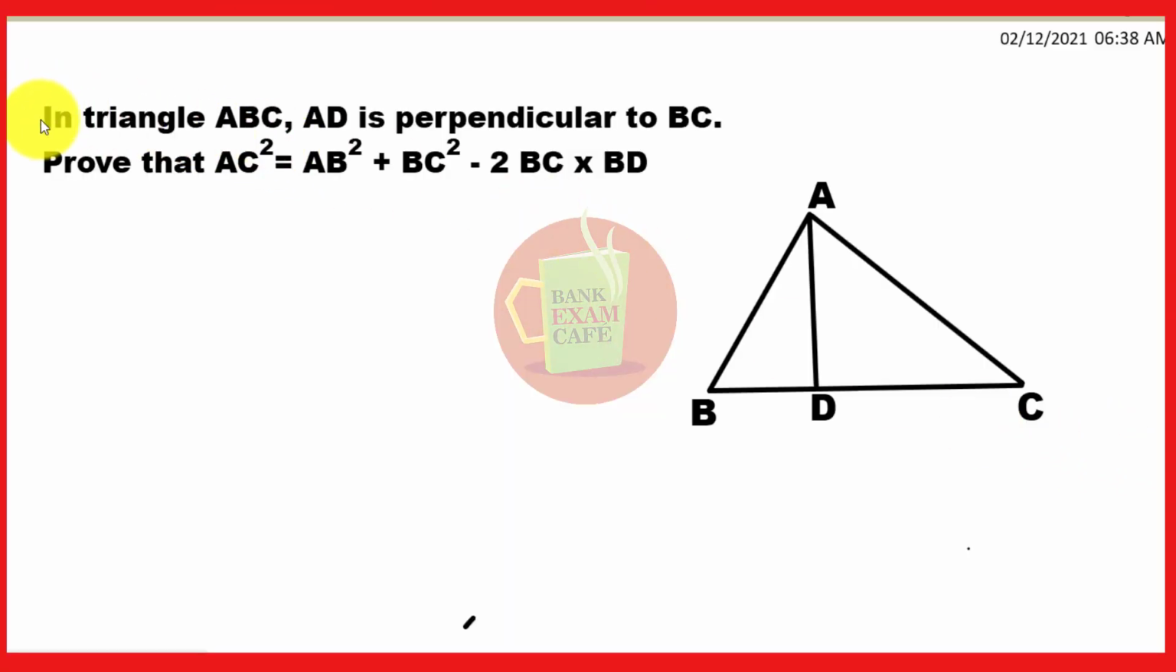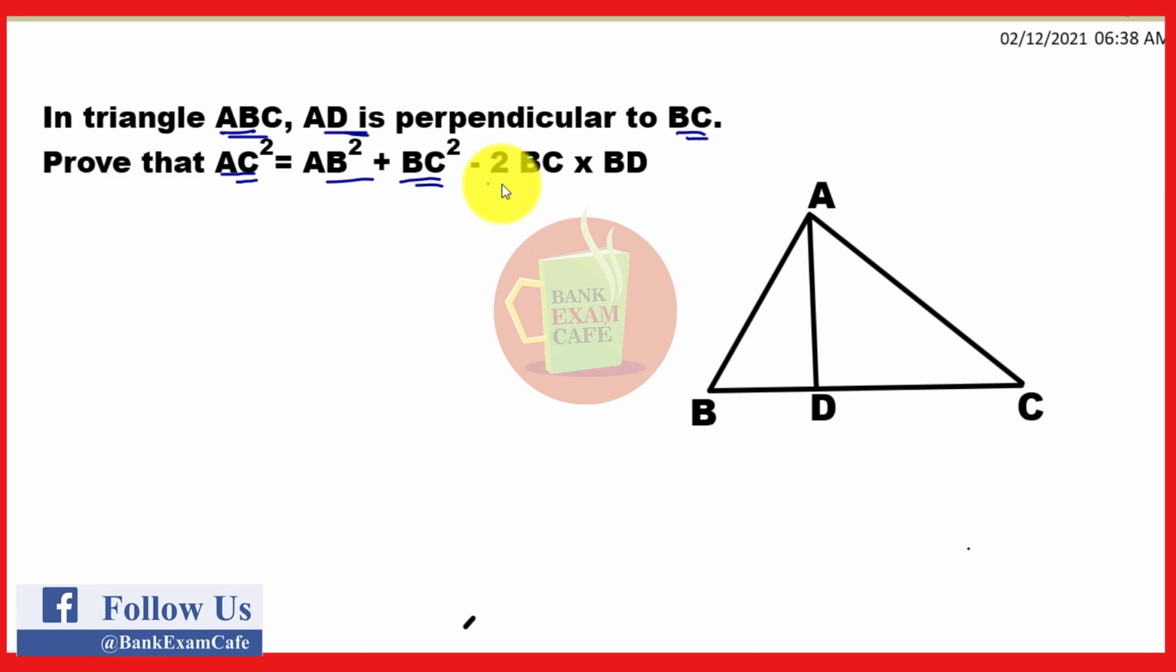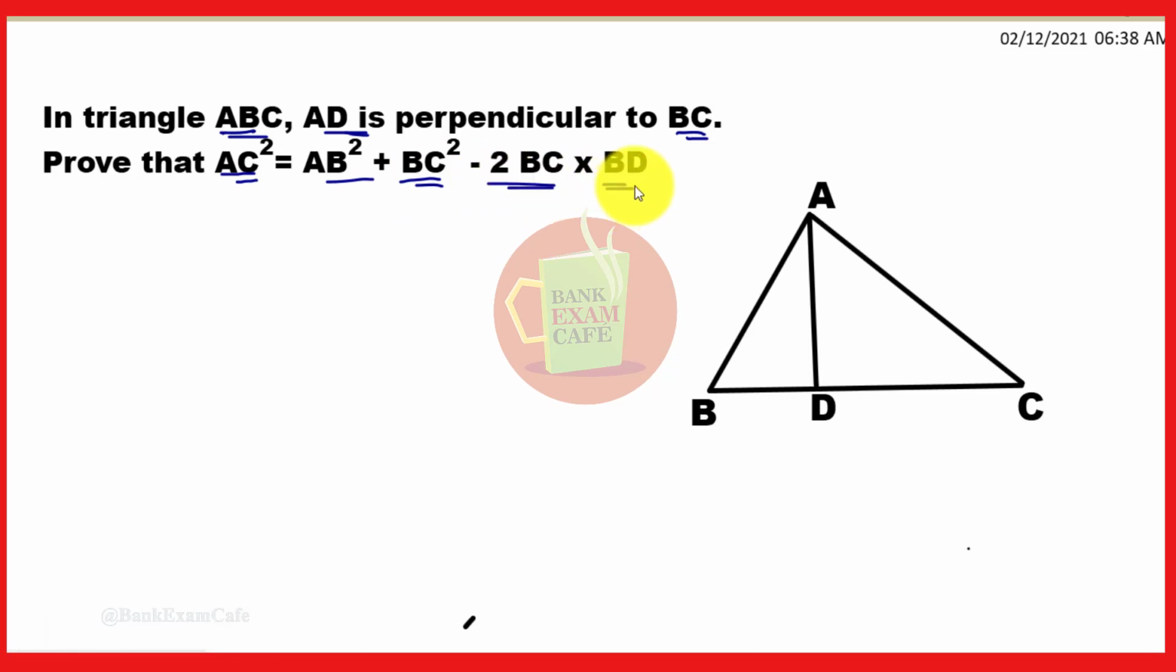Here is a question on the screen: in triangle ABC, AD is perpendicular to BC. Prove that AC square is equal to AB square plus BC square minus 2 BC into BD. Friends, it is given that ABC is a triangle and AD is perpendicular to side BC. We have to prove that AC square is equal to AB square plus BC square minus twice of BC into BD.